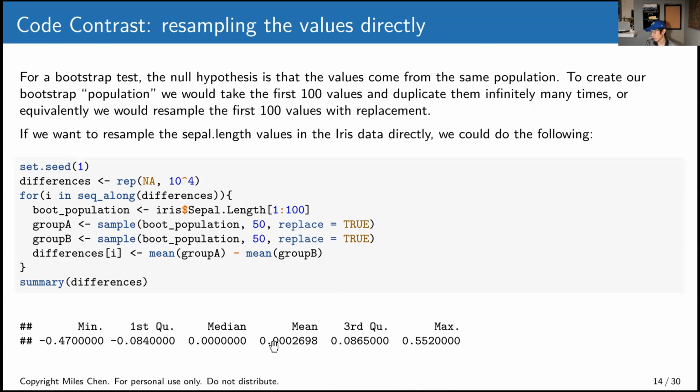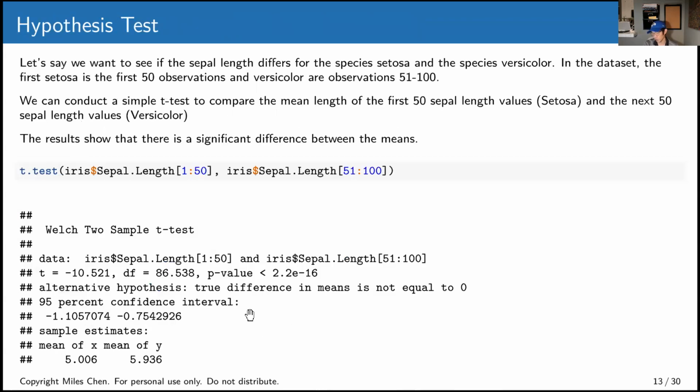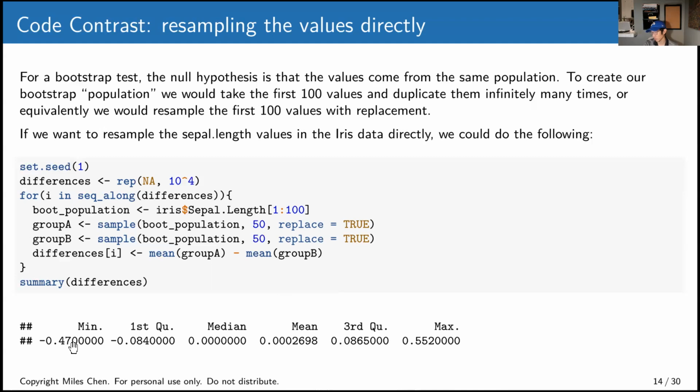Most of the time we get a difference of 0. The very largest difference I got was 0.552. So not once did I get a difference of 0.93. The most negative difference I got was negative 0.47. Not once did I get a difference of negative 0.93 or something larger. So it doesn't seem very likely at this point.